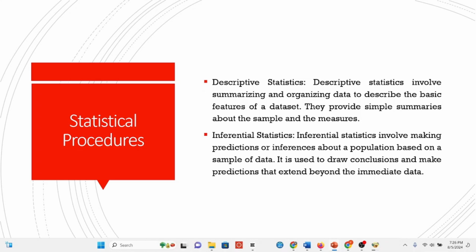Inferential statistics involve making predictions or inferences about a population based on a sample of data.